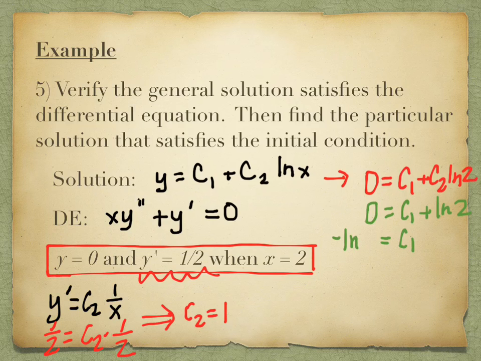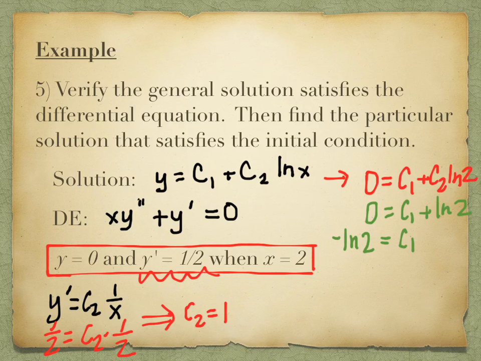Negative natural log of 2. That's just a number, right? You may not like the look of it, but you don't need to find a decimal approximation. That would be changing it to being less accurate. You can leave it as negative natural log 2.